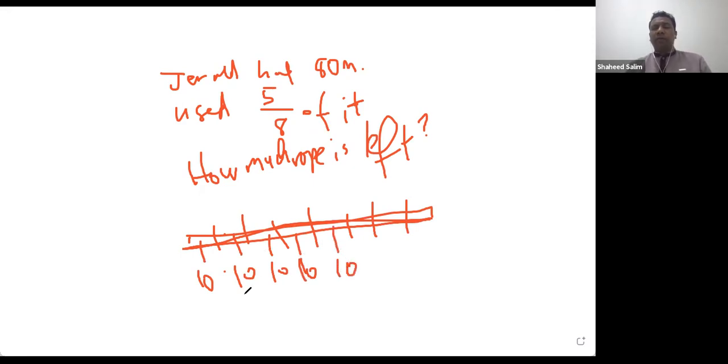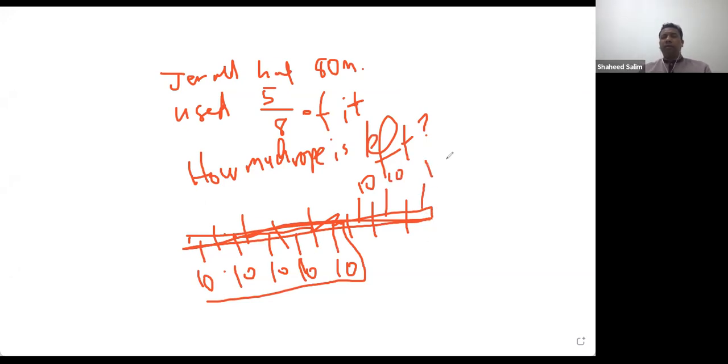He used 5/8 of them. Good. This one all used already. So you are left with how much? You are left with 3 parts. This one is 10. This one is 10. And this one is 10. So what is left? 30 is left. He used 50. He used 10, 20, 30, 40, 50.